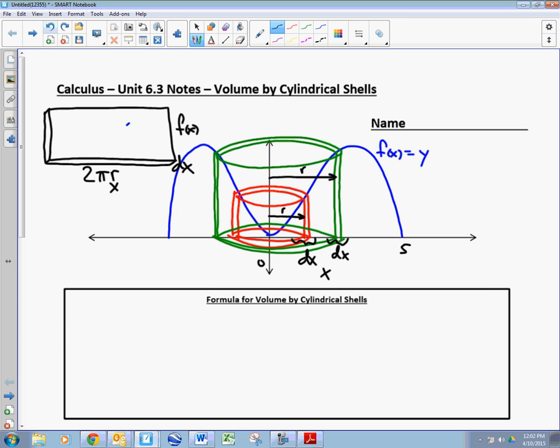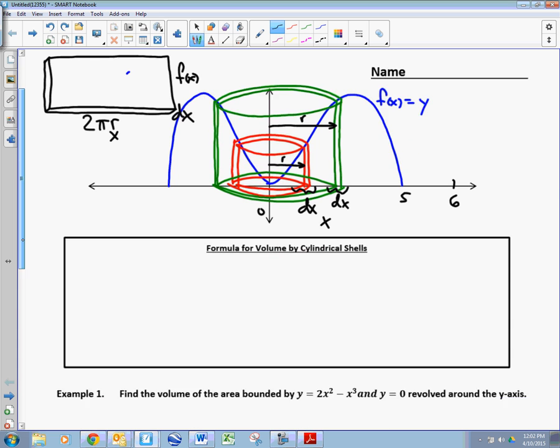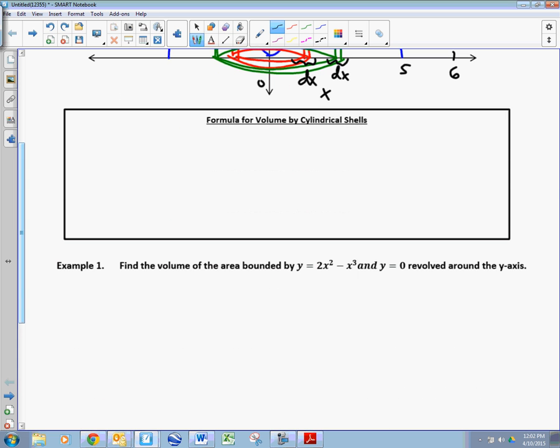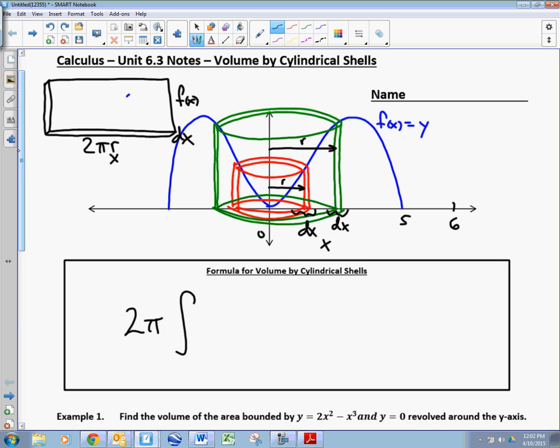But suppose instead of rotating around the y-axis, you're going to rotate it around x equals 6. Then your radius would be 6 minus x. You do right minus left. Right now you're doing x minus 0 and you're getting x. We'll do an example like that and you'll see it. So the formula for volume by cylindrical shells is simply 2 pi times the integral of, I've got my 2 pi times my radius times my function, and I integrate from a to b.